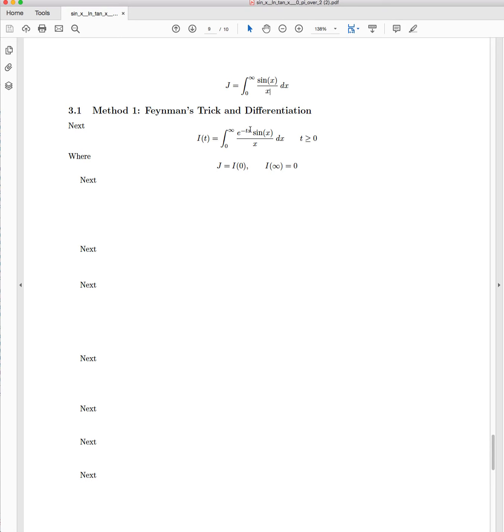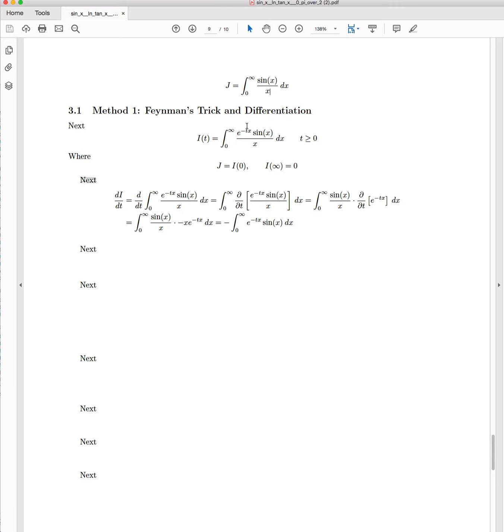Anything raised to the power of 0 is obviously 1, so we just get sine of x over x. We also know that if I take the limit as t goes to infinity, remembering that x is positive, so this is a positive term, e to the negative infinity is just equal to 0. So at infinity, this becomes 0, which means that the integrand becomes 0, anything multiplied by 0 is 0, which means that the integral then becomes 0 as well, and this will become important later on.